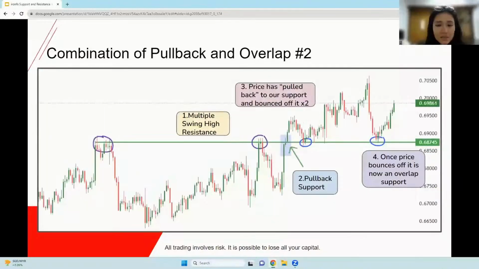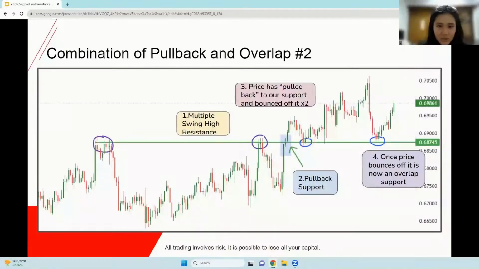Another example. We have two swing highs that are lining up. You can see these purple circles here, and we have a swing high resistance from this. Price surpasses this level, breaks out of it, and then it becomes a pullback support. At point 3, price has pulled back to our support and has bounced off of it twice. The blue circles are where price bounced off of it. So once price bounces off, it now becomes an overlap support.